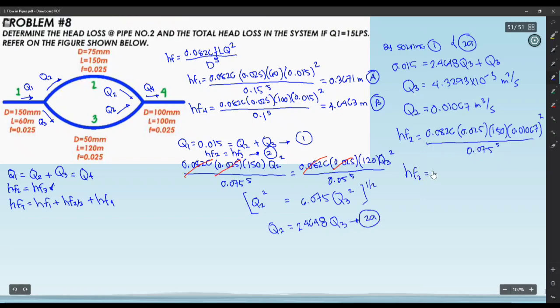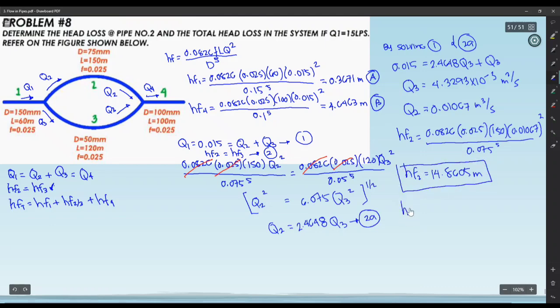So pindutin muna natin 0.0826 times 0.025 times 150 times, hindi pala ako nakapag-store, no? 0.01067 squared divided by 0.075 raised to 5. Okay, so the answer here is 14.8605 meter. Okay, medyo malaking head loss. And, ano ba, pinapahanap to, di ba? Ayan, so may sagot na tayo doon sa isa.